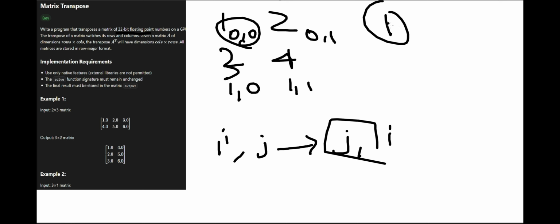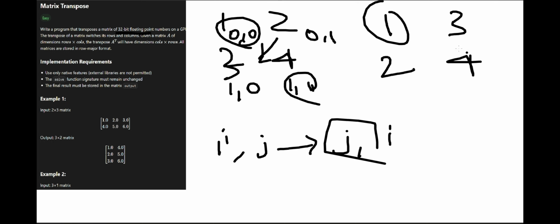So the 1 would be the same. The 2 would be 1 comma 0, so it will go here, like this. And then the 3 would become 0 comma 1, so it will go here. And the 4 will remain the same because both coordinates are the same, so it will be here. So we have a transpose here. This is what we're going to do programmatically.